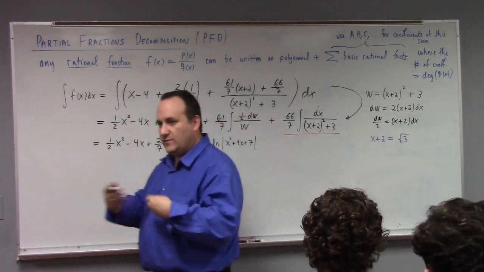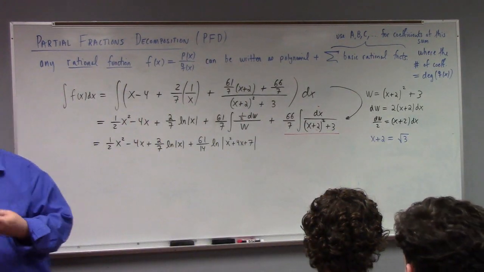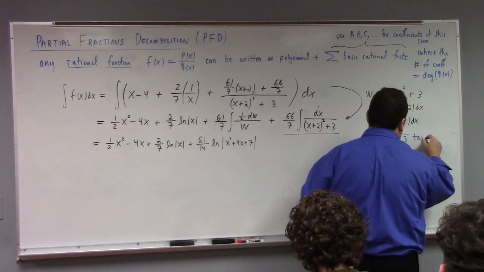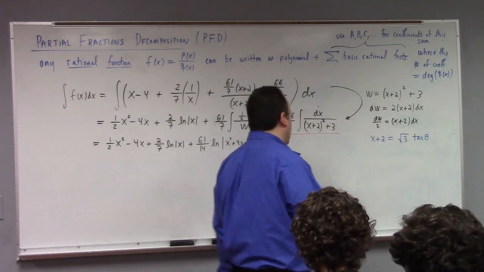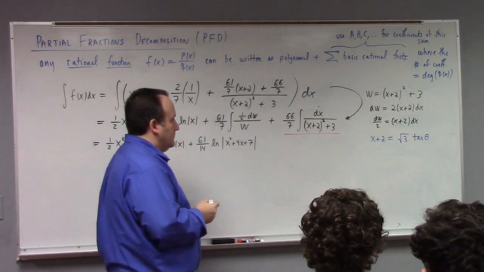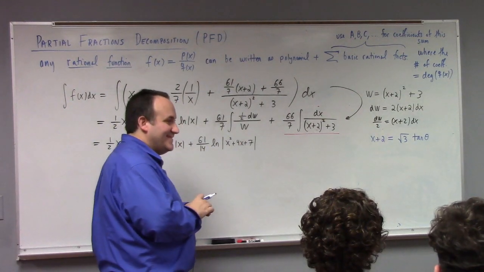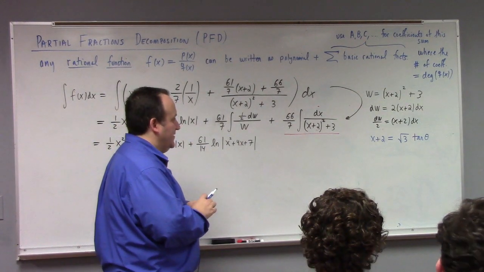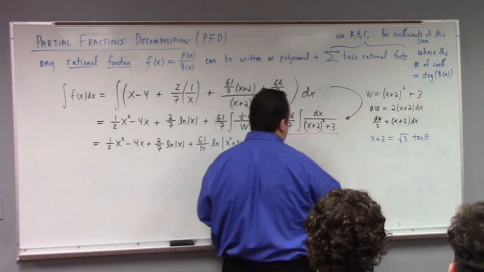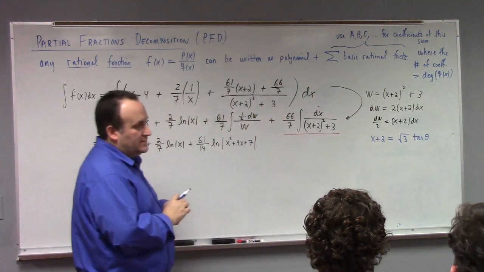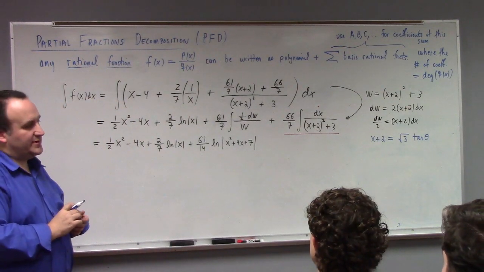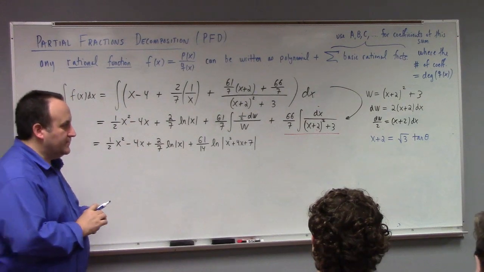What's the identity? Tangent squared plus 1 is secant squared, right? So I want square root of 3 tangent theta there. Why couldn't we just do u substitution? What u would you like? But then, if I make it x plus 2, then that will give me u squared plus 3 downstairs, which is still, it's better, but.